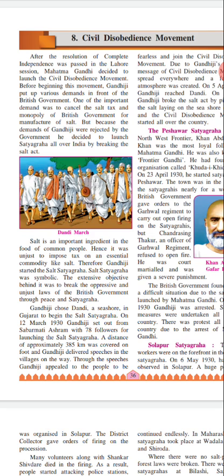Before beginning this movement, Gandhiji put up various demands in front of the British government. One of the important demands was to cancel the salt tax and the monopoly of the British government for manufacture of salt. But because the demands of Gandhiji were rejected by the government, he decided to launch Satyagraha all over India by breaking the Salt Act.